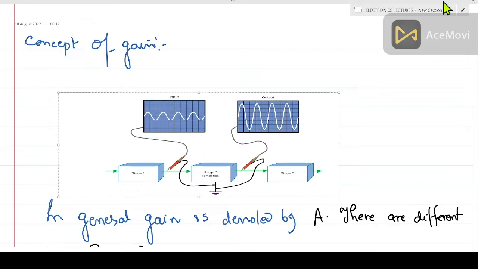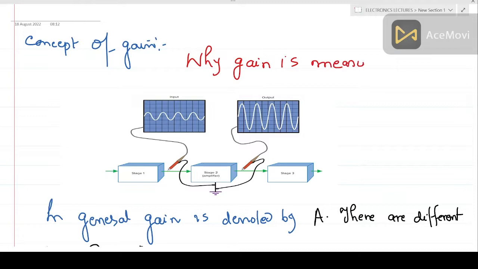Hello students. So in this lecture of electronics, we will learn a very important concept regarding gain, and gradually we will come to know the answer of a very important question when we are studying amplifiers and transistors. The important question that I am interested in explaining to you is why gain is measured in decibels.